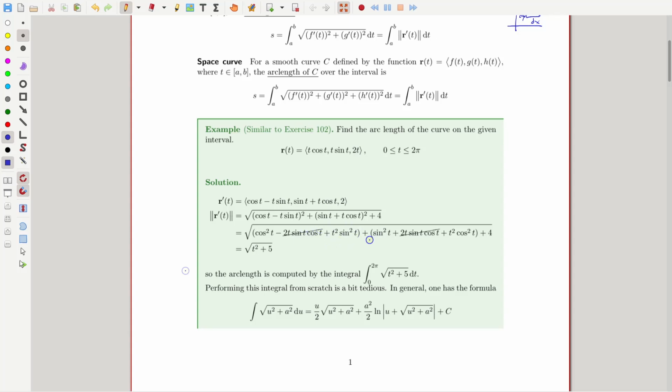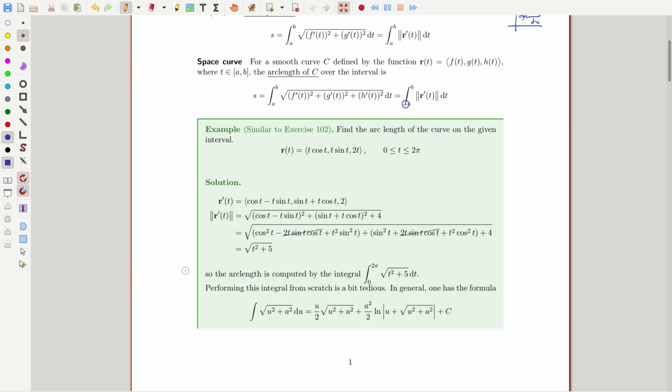And then, let's see, cosine squared plus sine squared is equal to 1, and you have that show up here with the t squareds as well. So you can factor the t squared out of these two terms, and then sine squared plus cosine squared is equal to 1, so that just becomes t squared. So you end up with t squared plus 1 plus the 4 at the very end, giving you the square root of t squared plus 5.